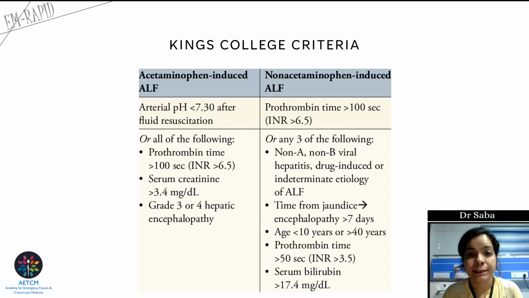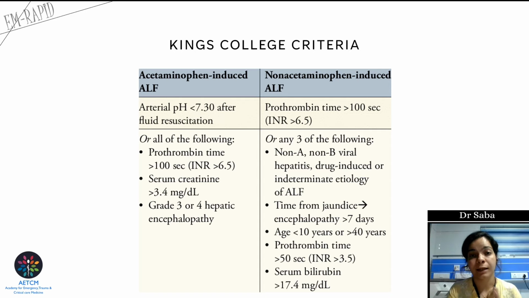There is something called King's College criteria, and this is to be used to know when the patient has to be referred to liver transplant unit. Now, it comprises two major entities. One, when the patient has ended up with acute liver failure due to acetaminophen, and the second entity is non-acetaminophen induced acute liver failure. So for now, we'll concentrate on the entity causing acute liver failure due to paracetamol poisoning. In this, we will refer the patient to liver transplant unit if the pH has dropped to less than 7.3 despite our fluid resuscitation.